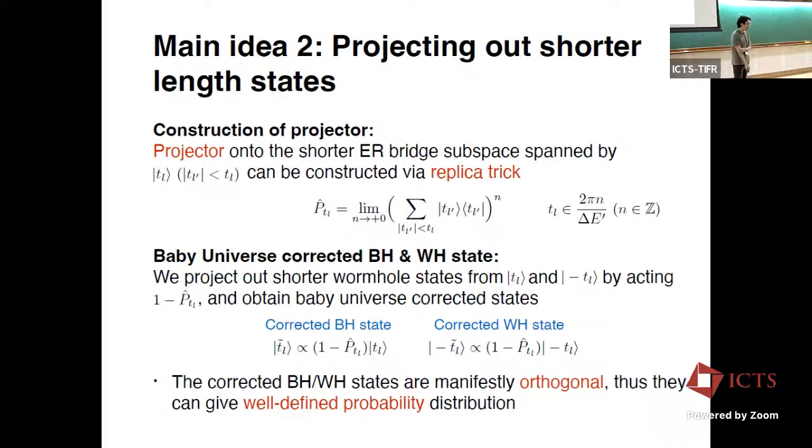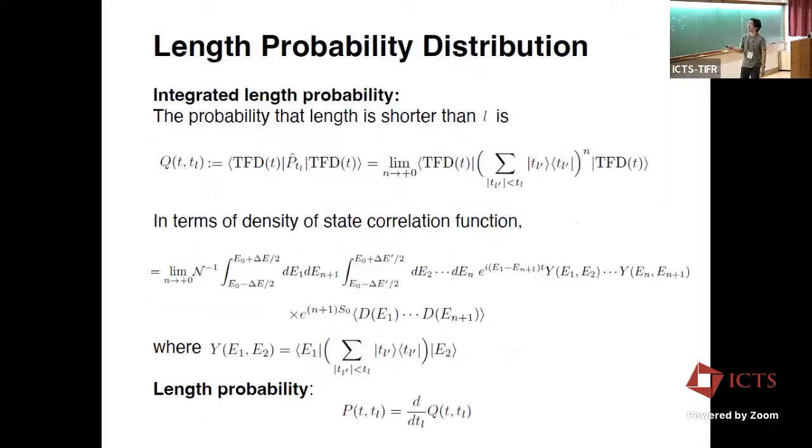And using this projector, I will consider the state which is projecting out these shorter length states from the original black hole states. If we construct this set of states, then they are manifestly orthogonal, and that can give a well-defined probability distribution. So that's the main idea. And the rest of the talk, the rest of the 3 slides, will be how to do the computation.